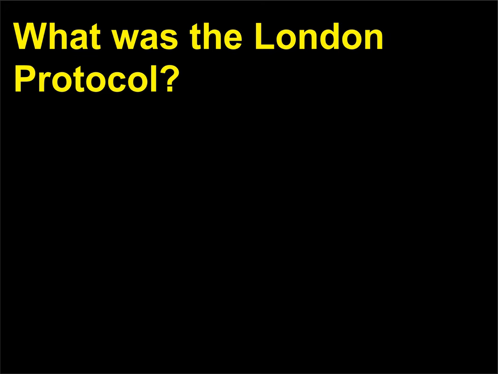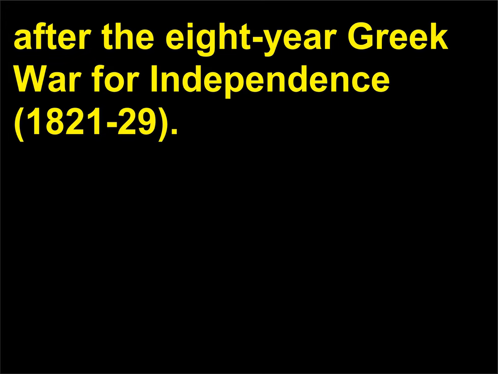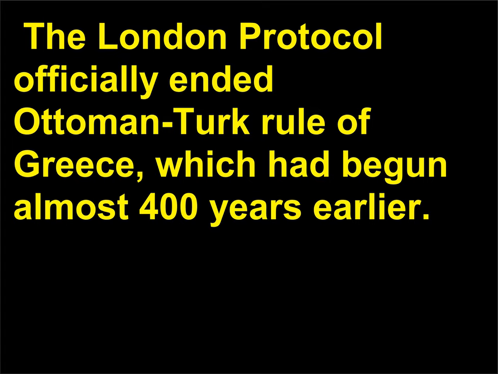The 1830 decree recognized an independent Greek nation. After the 8-year Greek War for Independence, 1821-29, the London Protocol officially ended Ottoman Turk rule of Greece, which had begun almost 400 years earlier.